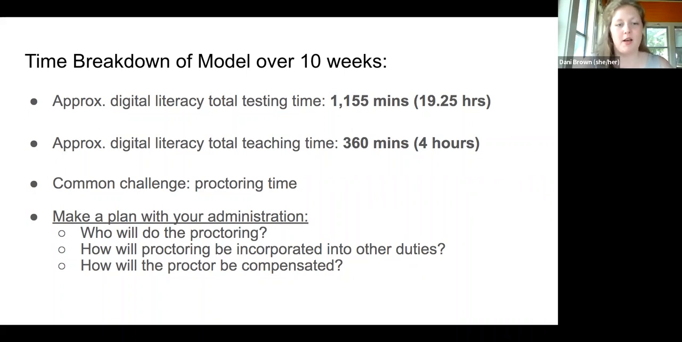How will proctoring be incorporated into that person or those persons' other duties? And also, how will the proctor be compensated? I was compensated for my time through the grant, but it didn't come through my regular salary. So take that to your administration and figure out those kinks, and hopefully everyone will be happy with the end result.